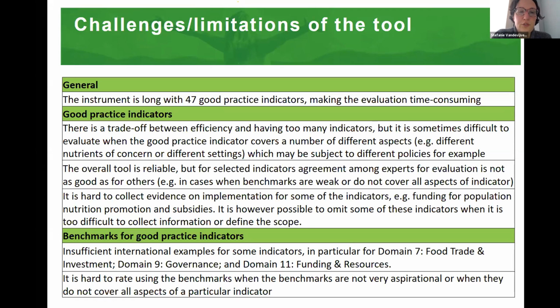And then while the overall tool is reliable, for some selected indicators the agreement among experts in the evaluation is not always as good as for others. And that can happen when the best practices internationally are, for example, not really close to the ideal, or they do not cover all aspects of the indicator. Yeah, the other things I will come to when I discuss the process, I think.